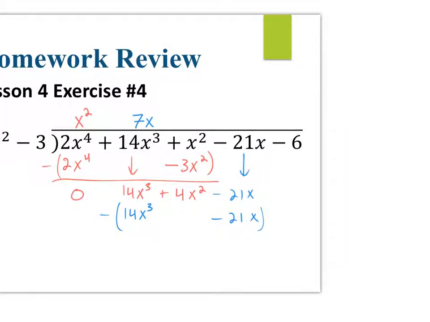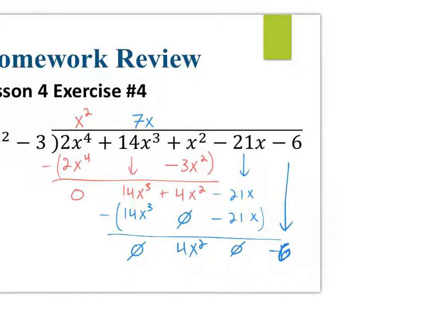Subtract everything. Remember, there's a 0. There's an invisible 0 there. Something minus, so we've got 0. 4x squared minus 0 is still 4x squared. Negative 21x minus negative 21x is 0. And then the negative 6 comes down.